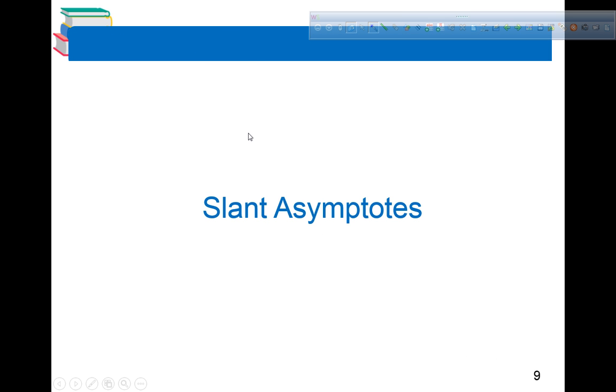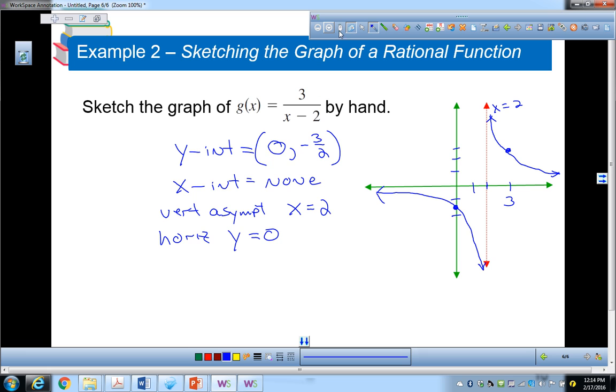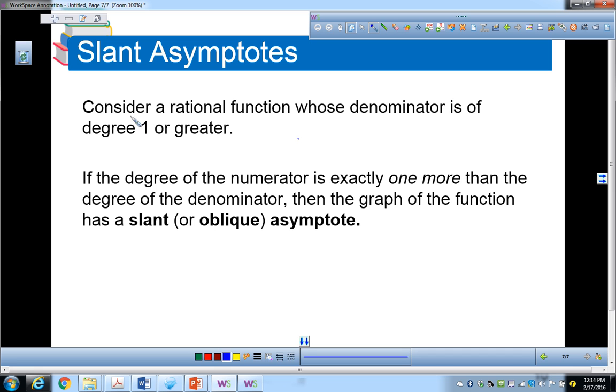Slant asymptotes, also known as oblique asymptotes, okay? They happen when the degree of the top is 1 more than the degree of the bottom, and I'll talk about algebraically why that happens. Consider rational functions. Don't write all these words. Just say if the degree of the top is bigger by 1 degree than the degree of the bottom, then you have an oblique asymptote.